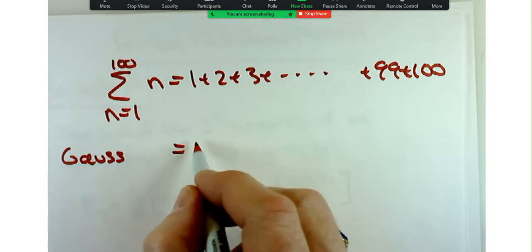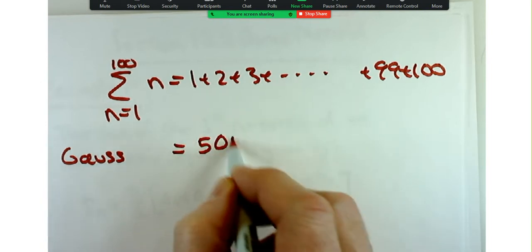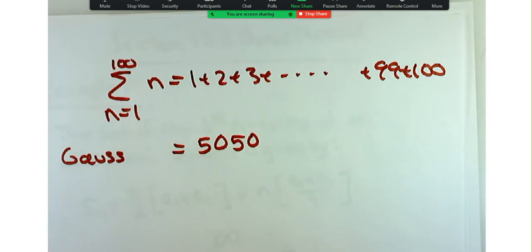Well, a little kid by the name of Carl Friedrich Gauss, the same Gauss as in Gaussian elimination, cheekily went up to his teacher's desk, threw his chalk slate on the desk with just one number, 5,050. And of course, it was the right number. So wow, how did he do that?